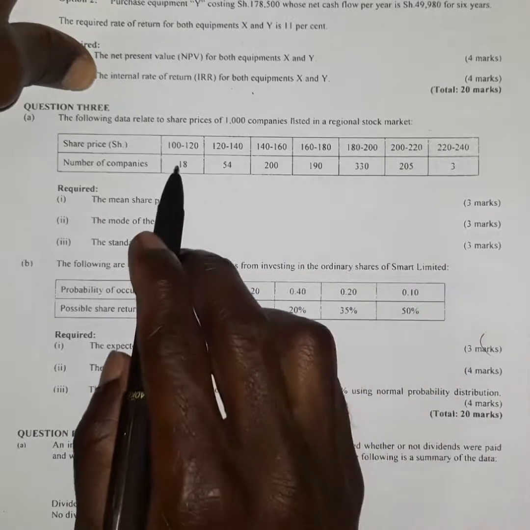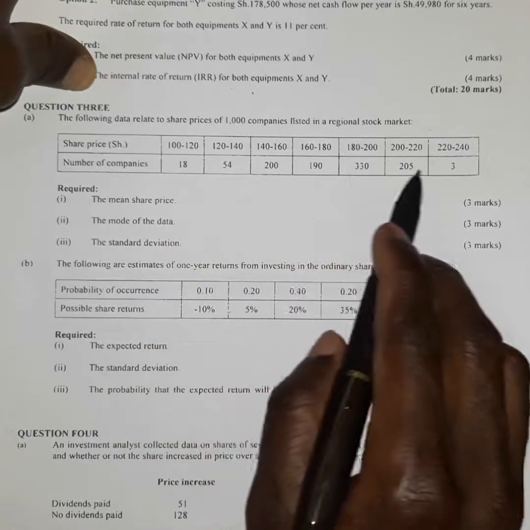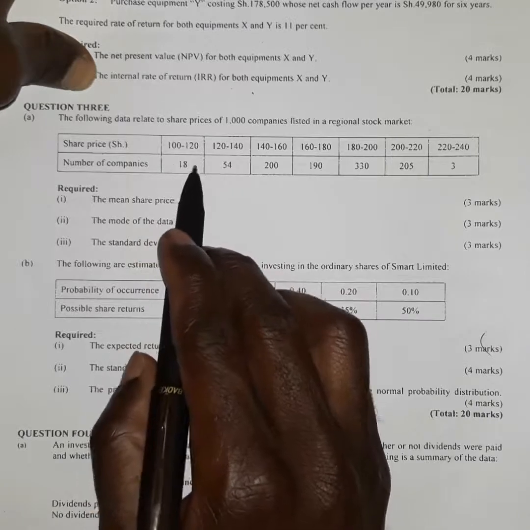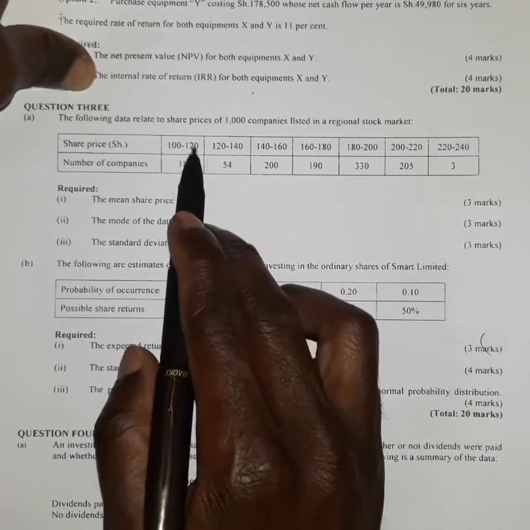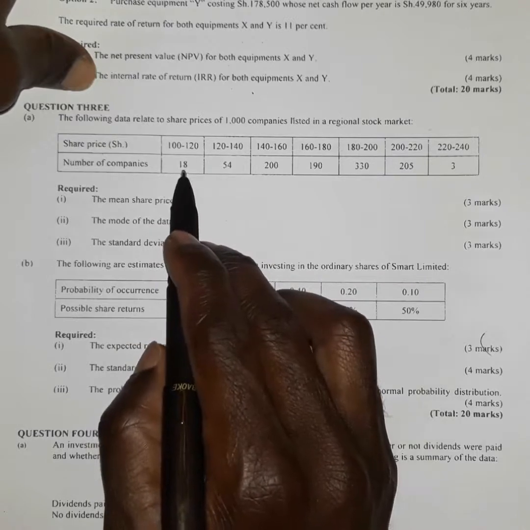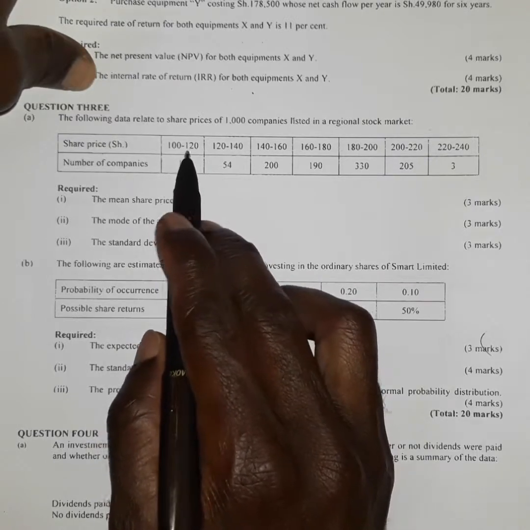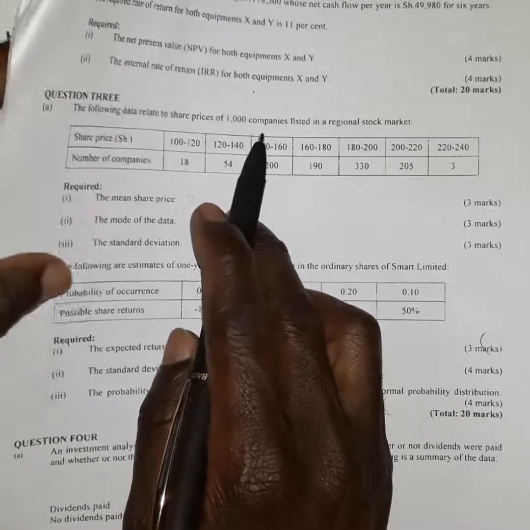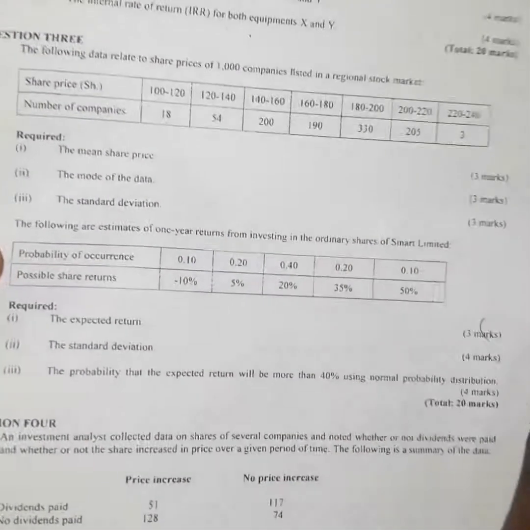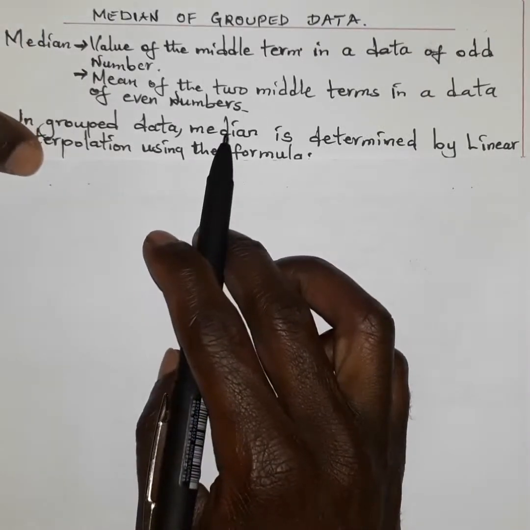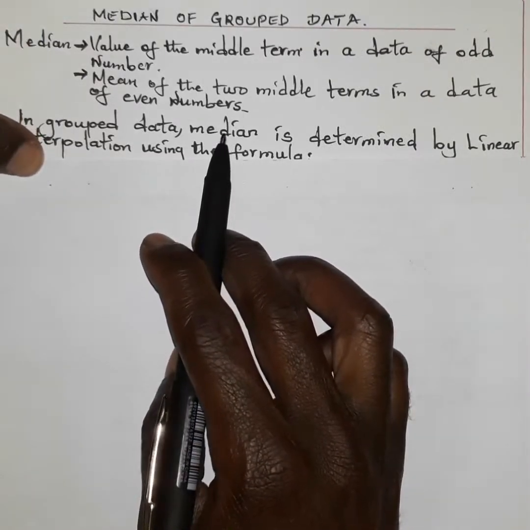It means that when you add these, the number of companies should give you 1,000, and this refers to the frequency. For example, in the class of 100 to 120, we have 18 companies having the share price under that class. So, for us to determine the median in this particular case, I want us to recall what median is specifically.